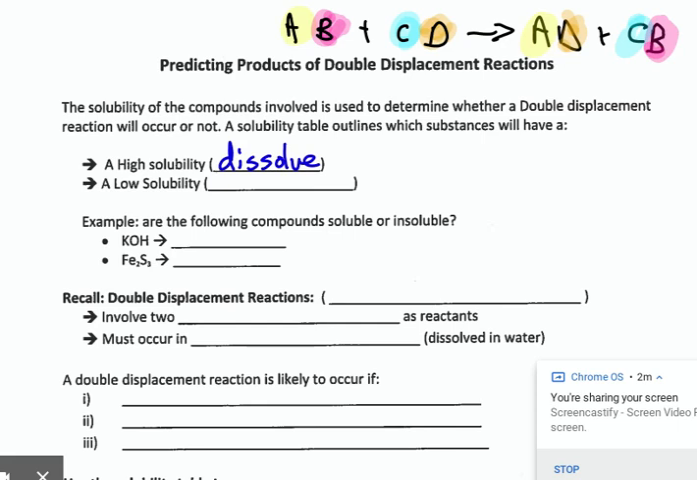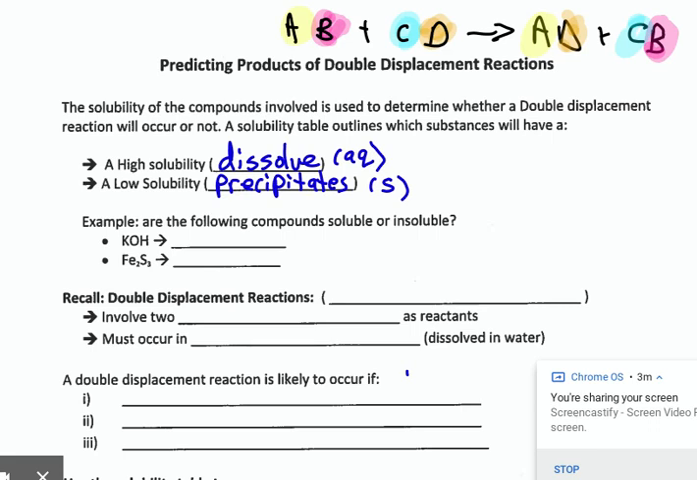So thinking about something like salt or sugar, we add that into water and it dissolves. Or it's going to have a low solubility. And if it has a low solubility, it does not dissolve and it precipitates. And when it precipitates, it's a solid.